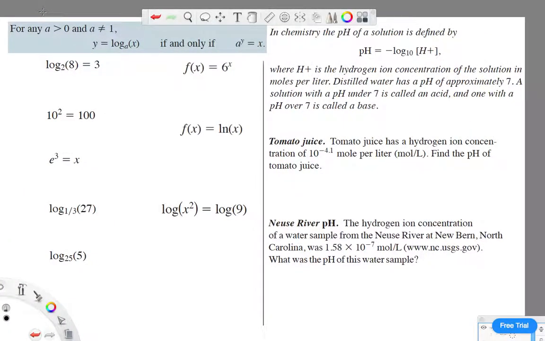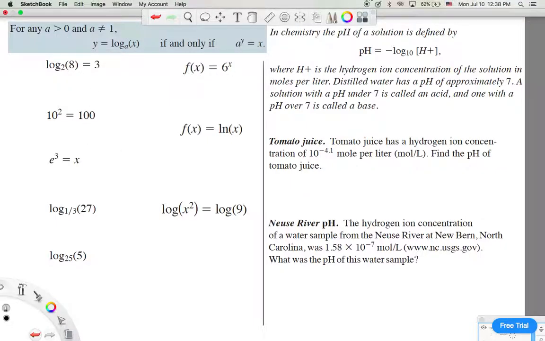Logs and exponential functions are basically inverses of one another. If we have any number a, which is greater than 0, not equal to 1, then a to the y equals x, and so we can change that into y equals log base a of x. Let's look at some examples of how we can switch these around and calculate or manipulate them in different ways.